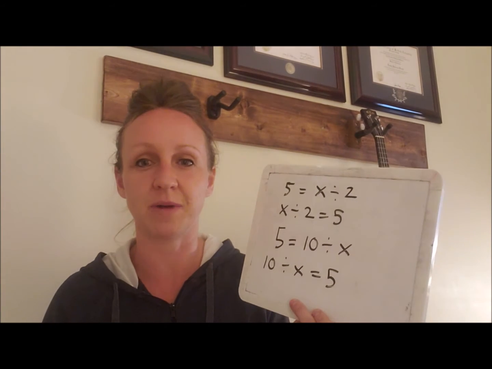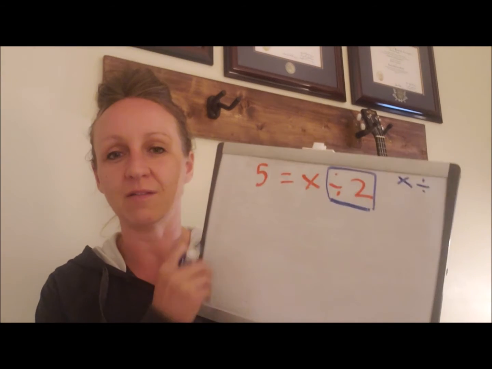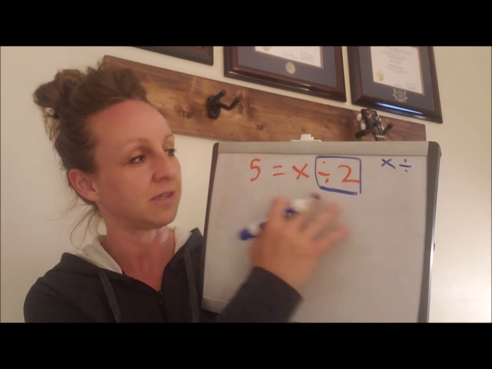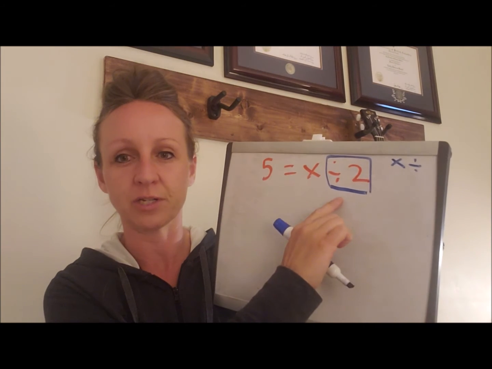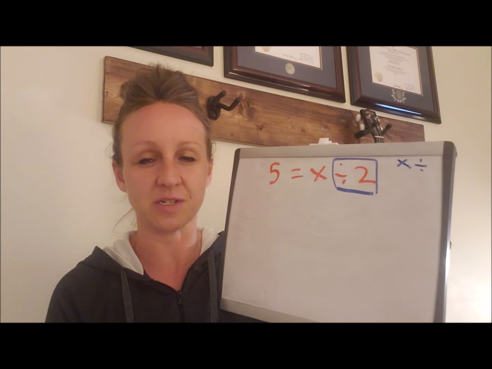5 equals x divided by 2. So let's look right here. When we have an equation such as this, what we really want is the number and the operation on the right hand side of the variable. That makes it much easier for us to manage.